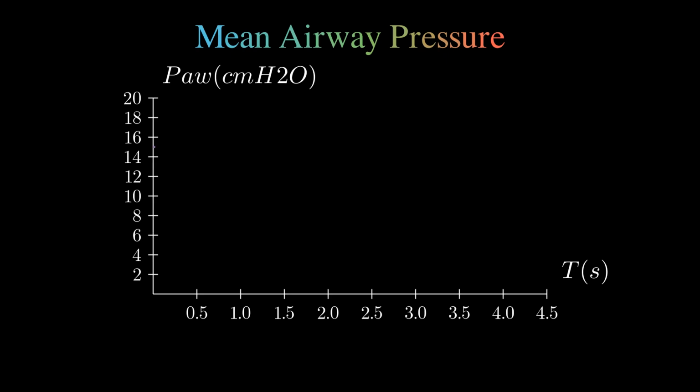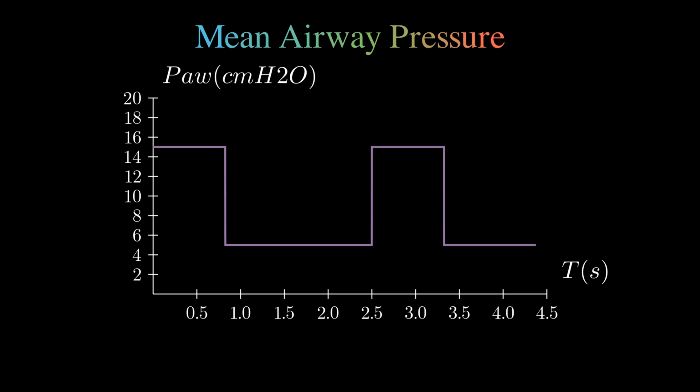In the next section, we explore the effect of various parameters on mean airway pressure. We begin with a baseline configuration, a PEEP of 5, a peak inspiratory pressure of 15, and an inspiratory time lasting 33% of the breath cycle. This results in a mean airway pressure of approximately 8 centimeters of water.